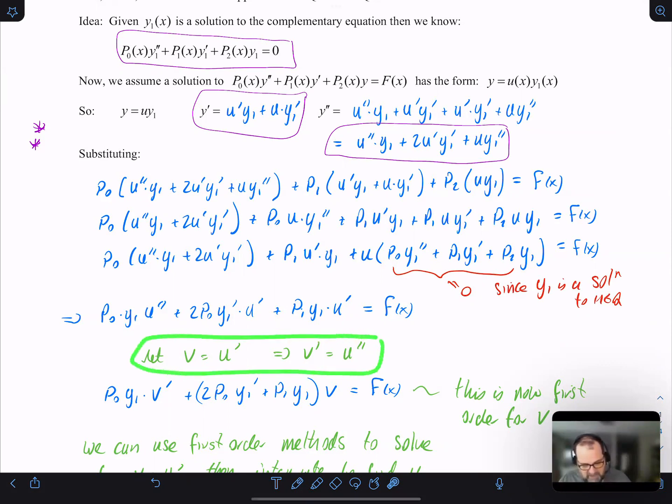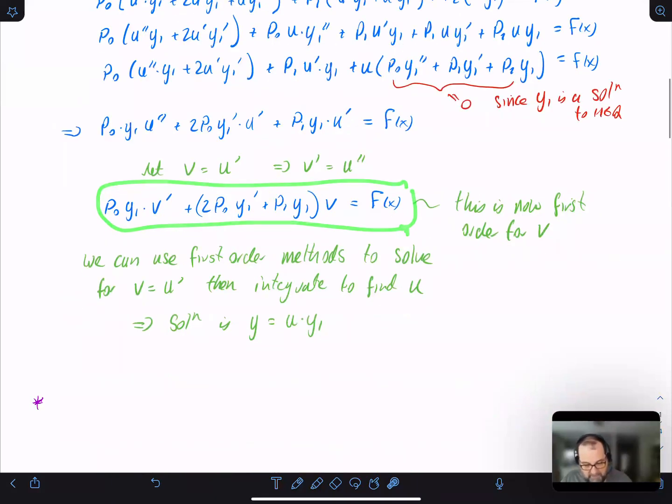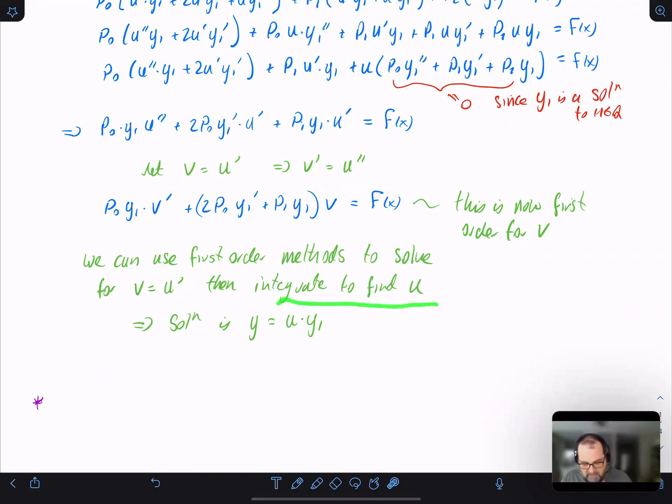If we let another letter, pick another letter, let's say v is u prime, then differentiating on both sides, v prime is u double prime. If you substitute those in for u, we now have a first order DE for v. Then hopefully, fingers crossed, this is a first order DE that we can solve to get a solution for v. V is u prime, so then I can find u by integrating v. So integrate v to find u.